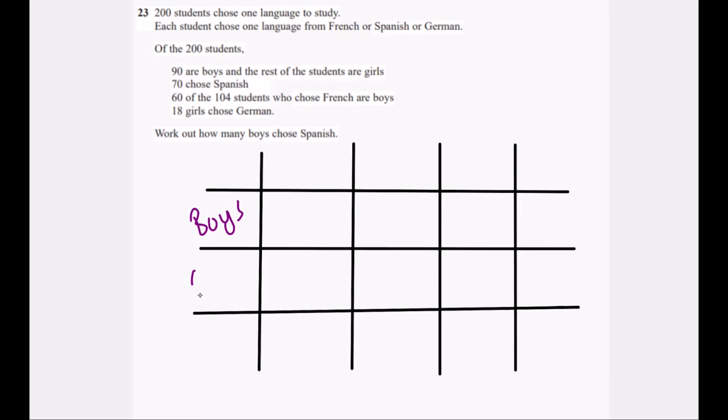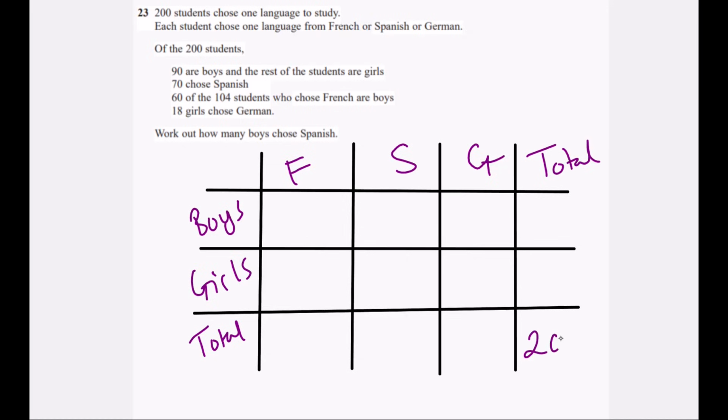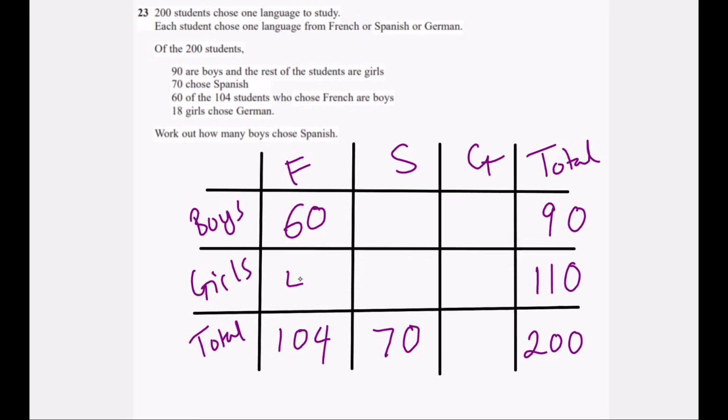Boys, girls, total. French, Spanish, German, total. 200 students, that's the total. 90 are boys. The rest are girls. We can work that out right now. So 200 take away 90 is 110. 70 chose Spanish in total. 60 of the 104 who chose French are boys. So 60 boys out of 104, which means 44 girls, because it has to add up to 104.